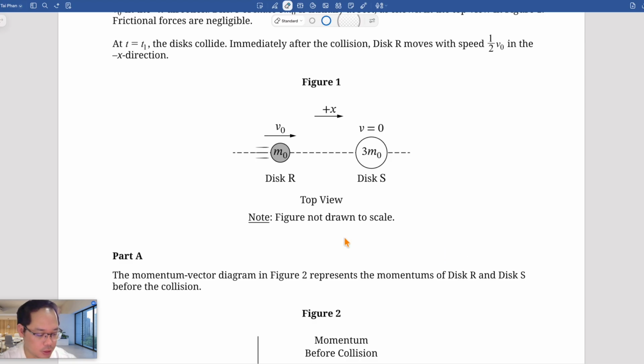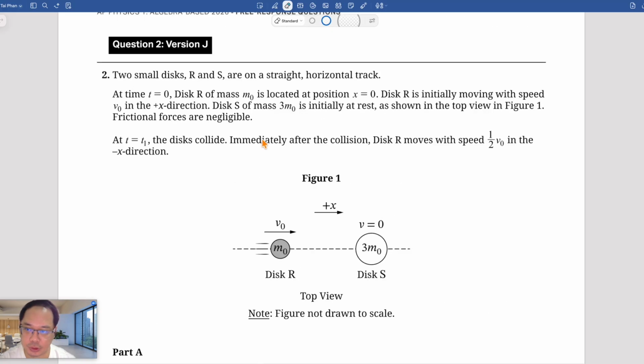Trong video này tôi sẽ giải thích cách giải một bài toán về Conservation Momentum trong đề thi AP Physics 1 năm 2026 vào tháng 5 vừa rồi.